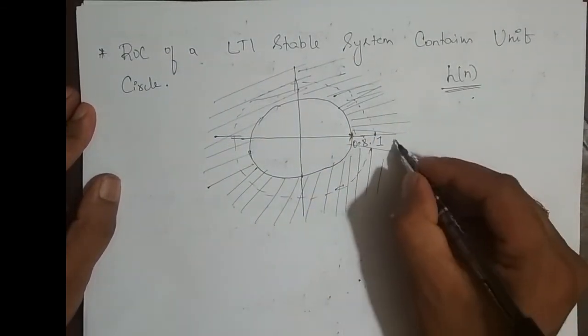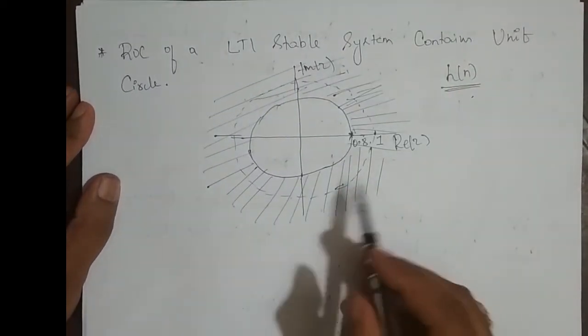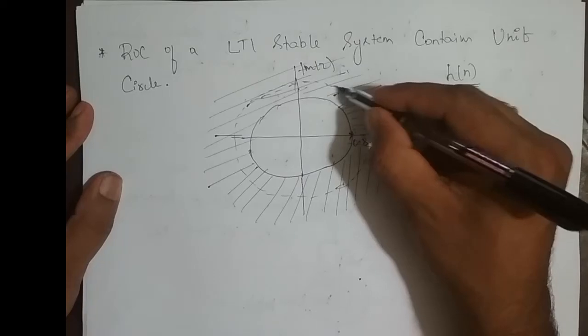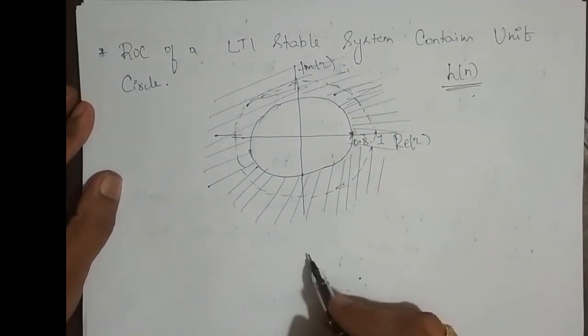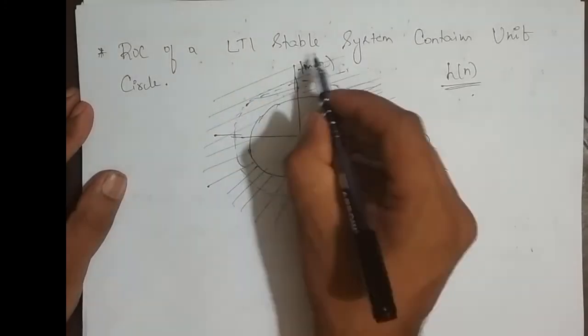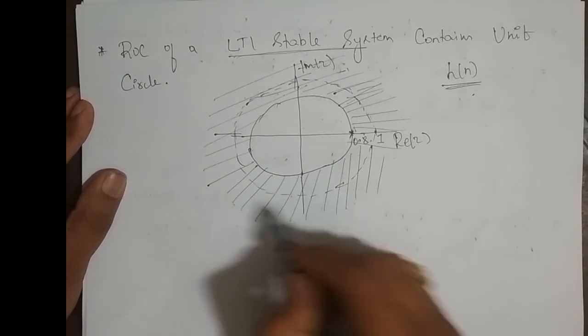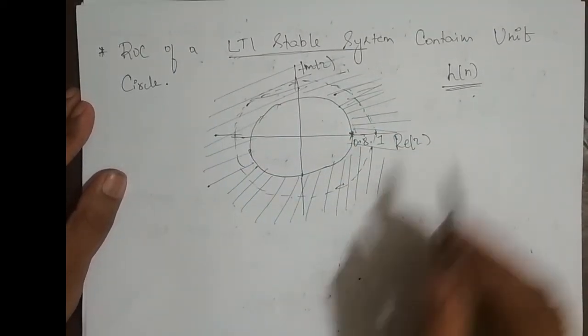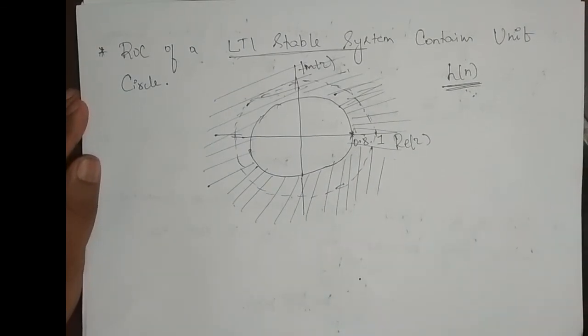So in this case, this is the real part of Z and this is imaginary part of Z. So what's happening here? This is my unit circle, right? And does this unit circle contain the ROC? Yes, it contains the ROC. Therefore, that LTI system is a stable system. By looking at the ROC of a system, given system h of n, I can say whether the system is stable or not.